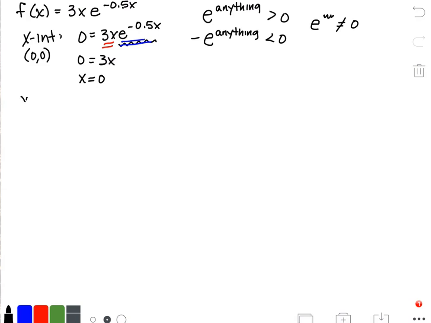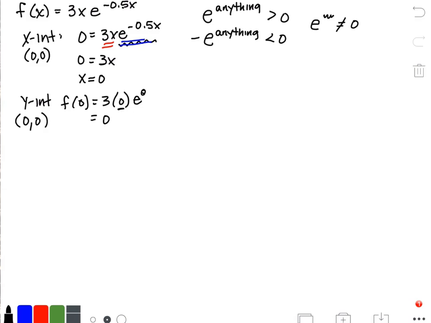Now if we do the y-intercept, we want to plug 0 in for x in the function. So of course you've got this 3x out front. So you're going to have 3 times 0 times e to the 0, but anything times that 0 gives you 0. So my y-intercept is also (0, 0).